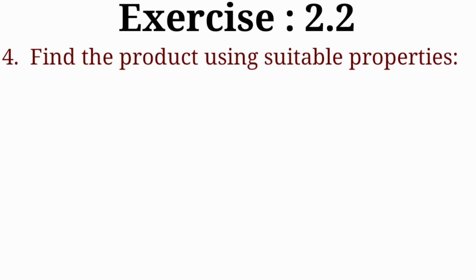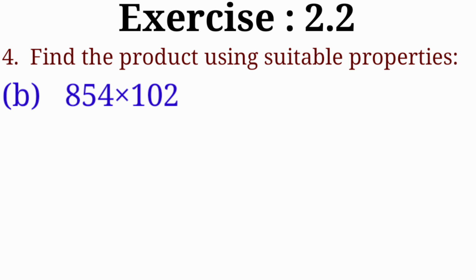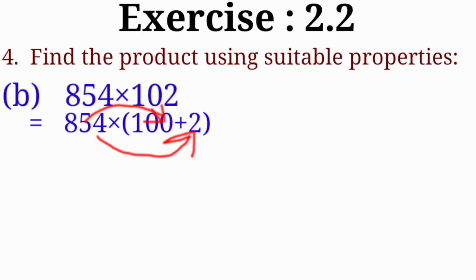Now let's take one more example. B part, I am going to take 854 into 102. See students, very simple. We can separate 102 into 100 plus 2. That will be inside the bracket, and 854 will be outside the bracket. So whatever term is outside the bracket will be multiplied with each and every term inside the bracket.